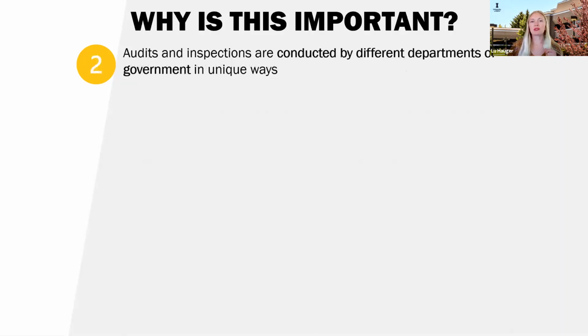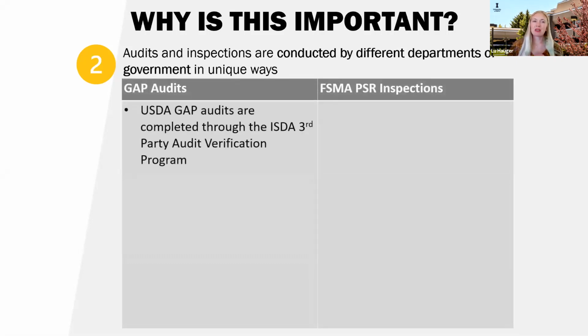Secondly, this is important because audits and inspections are conducted by different parts of government in unique ways. The USDA GAP audits are completed through the ISDA third-party verification program, that's the Idaho State Department of Agriculture for long. Basically, this is the program that is housed within the State Department of Agriculture in Idaho, so that's the overarching entity that conducts these audits.